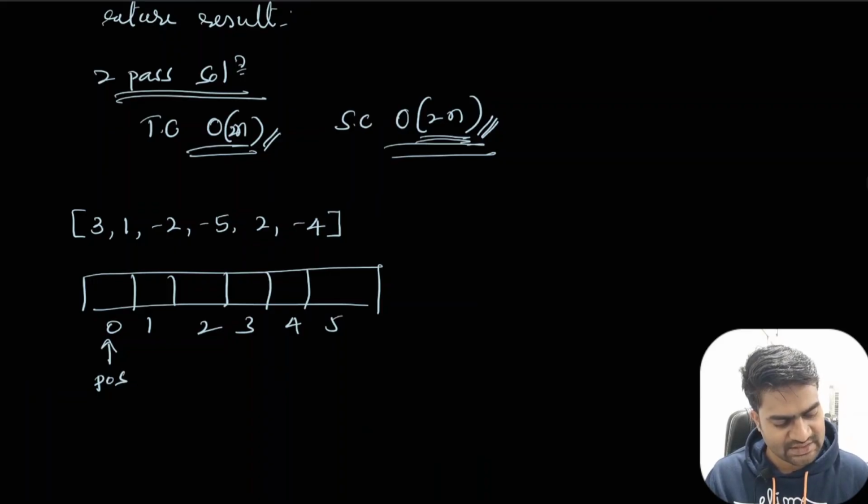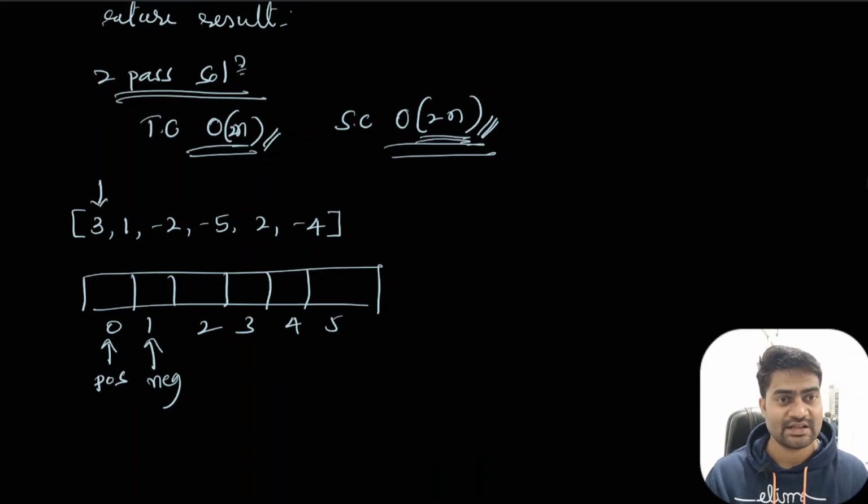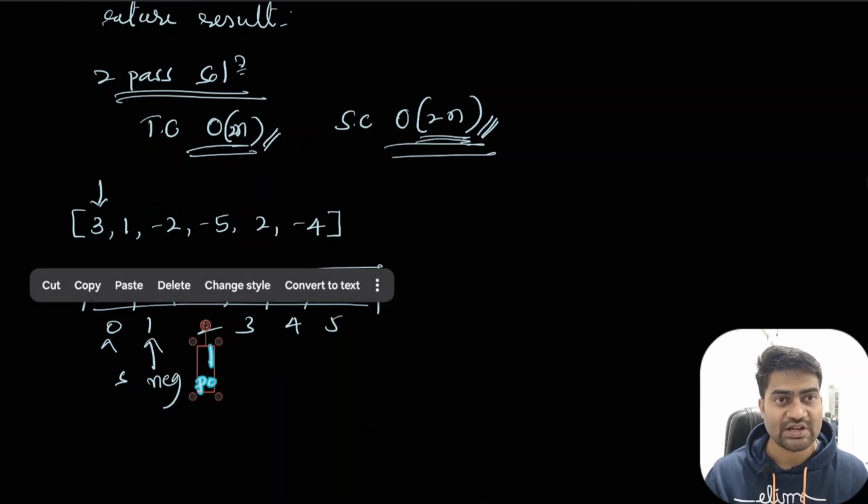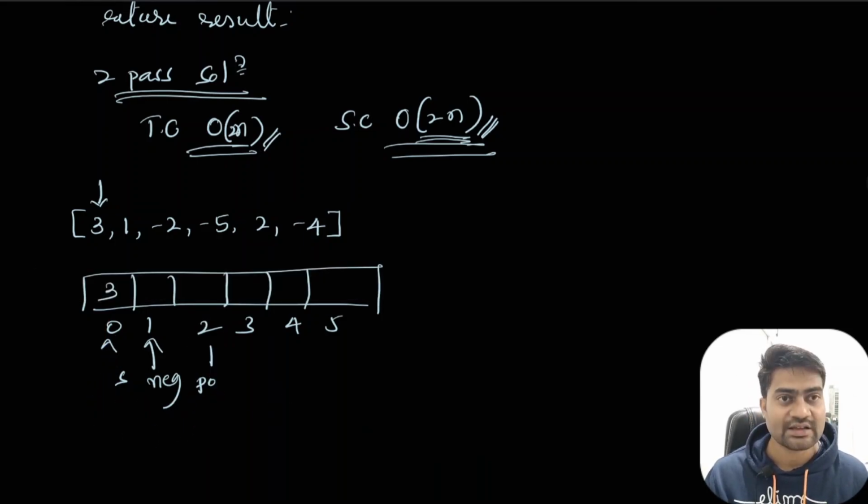So this is my positive index, and this is my negative index. Okay. Then I will start from here. So my number is 3, which is positive. So I will put that here, and I will move this pointer to the next index.